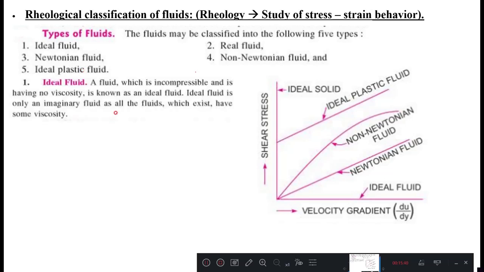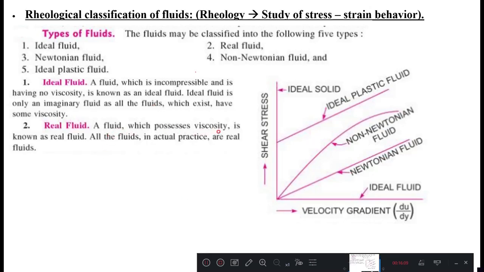So what is an ideal fluid? A fluid which is incompressible and has no viscosity is known as an ideal fluid. An ideal fluid is only an imaginary fluid, as all the fluids which exist have some viscosity. It doesn't have any viscosity, but it is only imaginary; in reality that fluid doesn't exist. A real fluid is a fluid which possesses viscosity. All fluids in actual practice are real fluids.